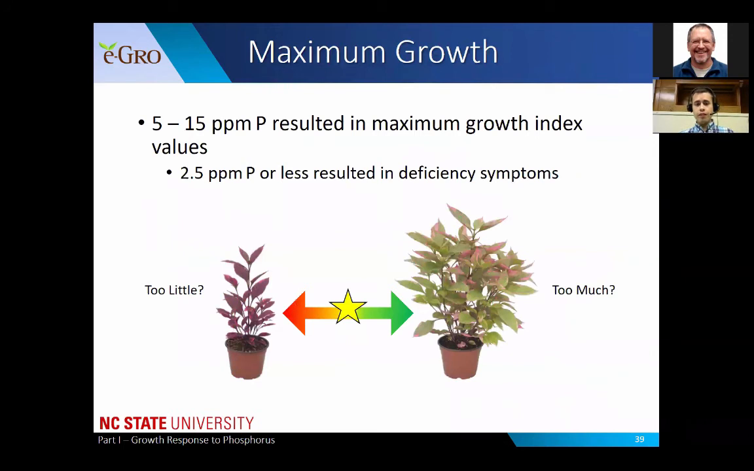So what we saw from all of these studies is that 5 to 10, sometimes up to 15 parts per million resulted in maximum growth index values, depending on the species and depending on the cultivar. And at the same time, values of 2.5 parts per million phosphorus or less typically resulted in phosphorus deficiency symptoms. So here you can see the plant on the left provided with far too little phosphorus, the plant on the right supplied with too much. And what we were trying to find is that right balance of the optimal rate of phosphorus for each crop.